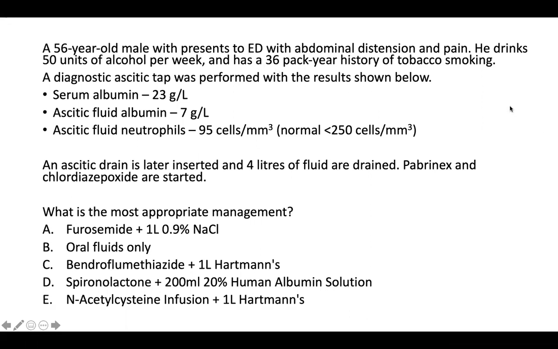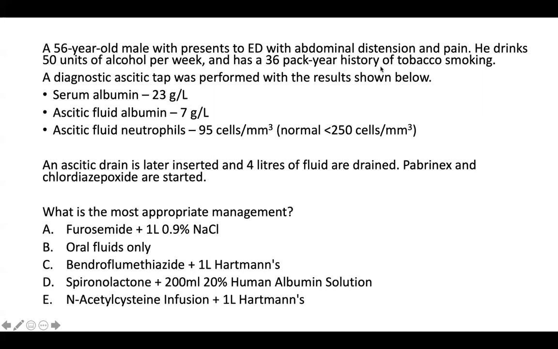So we take this again to our normal approach. We go first spot info. So we've got a 56-year-old man, we've got abdominal distension, and we've got pain. So that kind of fits with ascites, painful, distended. We've got drinking 50 units of alcohol. This is very different to the person that we were seeing before. This is a large amount. This should be worrying. We've also got a 36-pack year history.